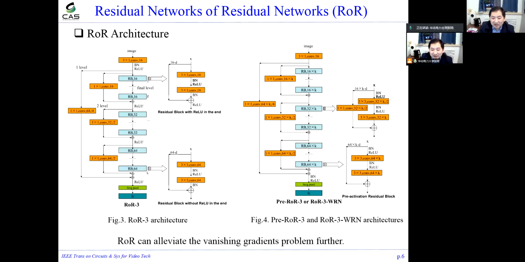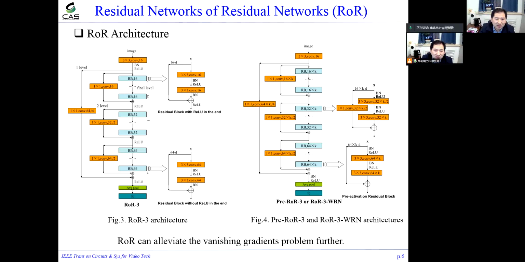Third, RoR architecture based on the original ResNet. First, we add a shortcut above all residual blocks, and this shortcut can be called a root shortcut. Second, we add a shortcut above each residual block group, and these 3 shortcuts are called second-level shortcuts. Finally, the shortcuts in the original residual blocks are regarded as the final-level shortcuts. We call it 3-level RoR.